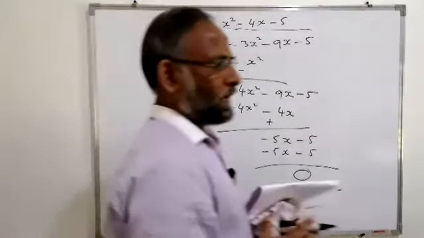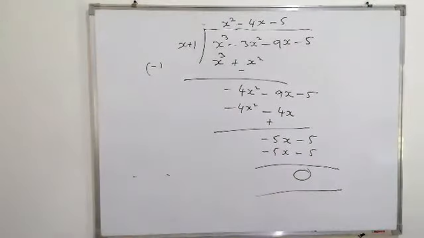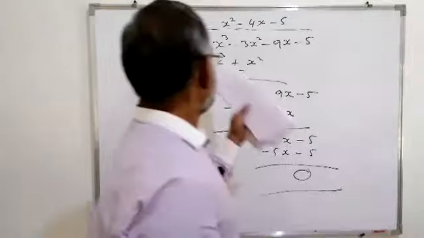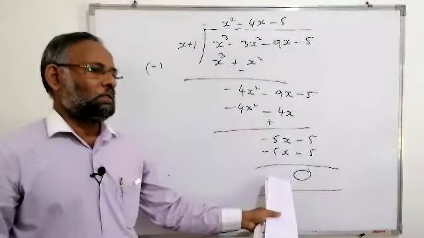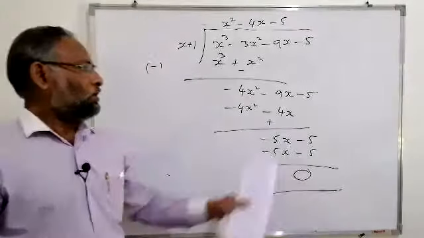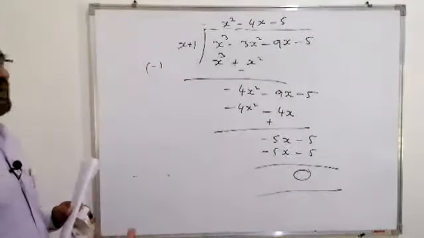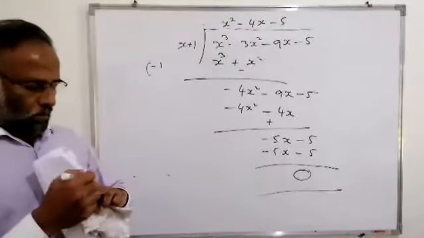What I am telling you, if we are not getting 0, you are wrong. You know why? x plus 1 is a factor, so the remainder must be 0. Now 50% is over. You got 2 marks now, and 2 more marks are there.